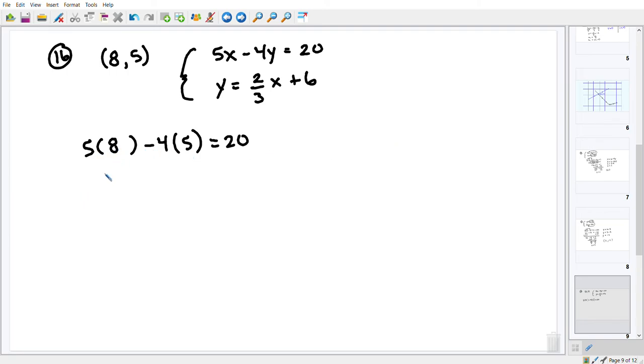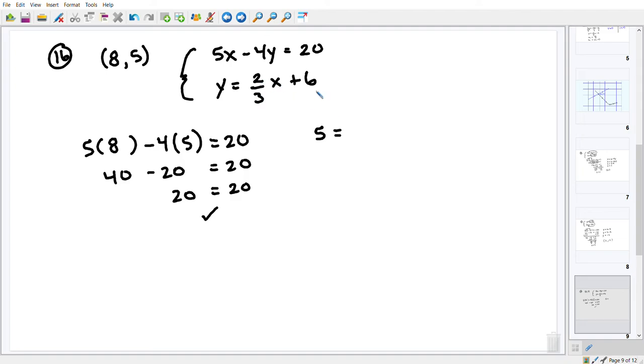So 5 times 8 is 40. Subtract 20. Does this work? 20 is equal to 20. You can put a little check mark there if you'd like to verify, yes, we did actually check it, and it does work. But in order to actually be the solution, it also has to work for line 2. So to the right, we're going to go ahead and check line 2. It says y equals. Well, y is 5.